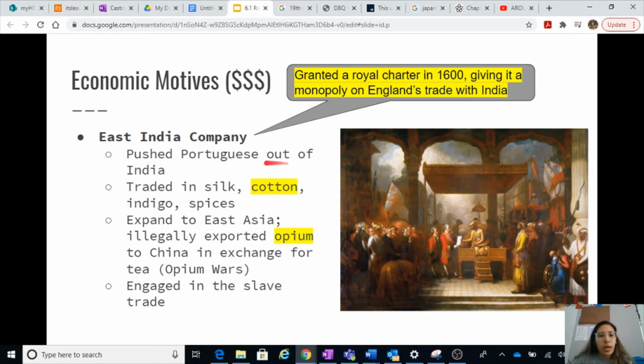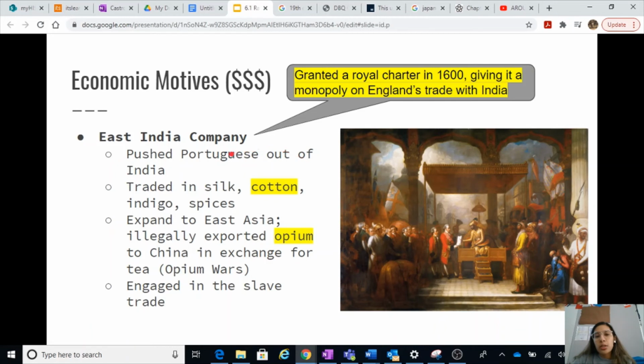The British are going to push the Portuguese out of India. They're going to trade in silk, cotton, indigo, and spices. They're going to eventually expand to East Asia, where they're going to illegally export opium to China in exchange for tea, and that's going to start the Opium Wars. And they're also going to engage in the slave trade.